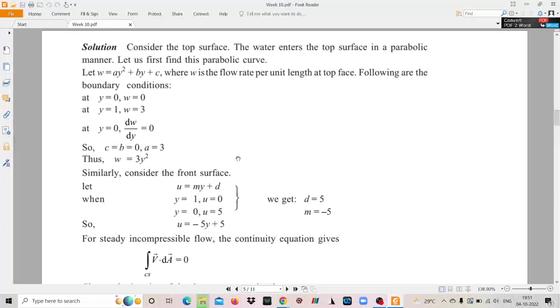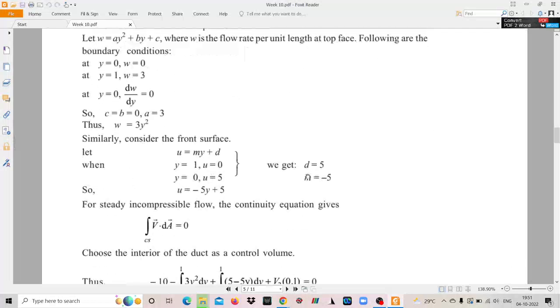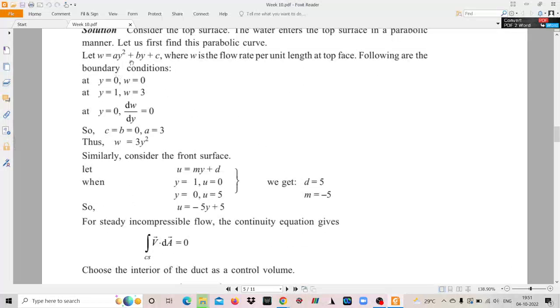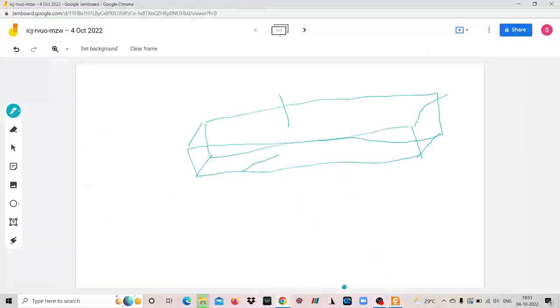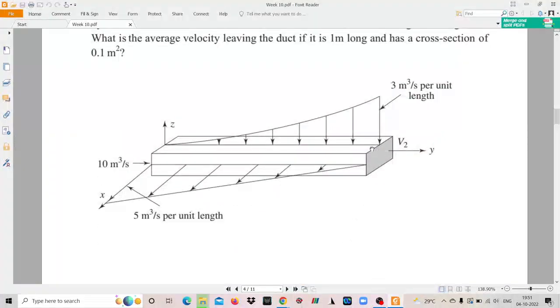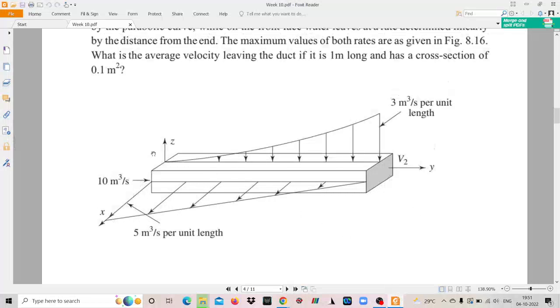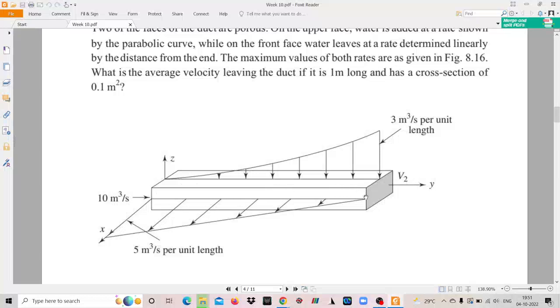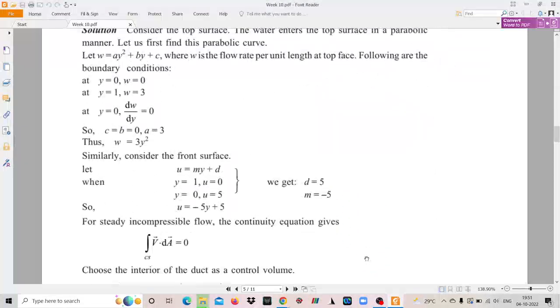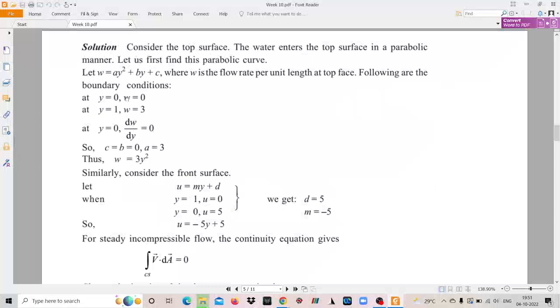For the top face, let w be equal to ay square plus by plus c, where a, b and c are constants. This is the coordinate axis y, z and x. One more thing which I forgot to tell you: the length of this pipe is 1 meter and the area of this cross section is 0.1 meter square. Now say the parabolic distribution is ay square plus by plus c.